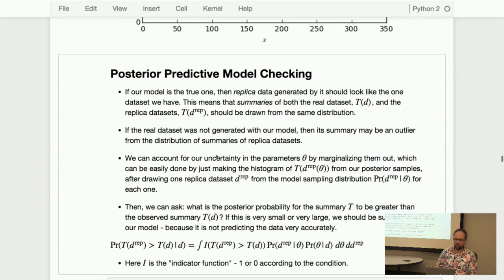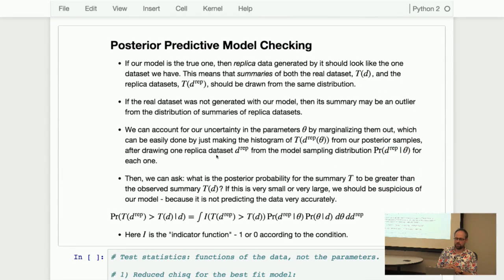Okay, we can do something else beyond visual checking. You should probably do visual checking first because you learn a lot from looking at that plot. We learned that our model was pretty sensible. But we can also go one step further and ask how similar is our observed data set to not the posterior model predictions in data space, but replica data sets that we draw from our model sampling distribution.